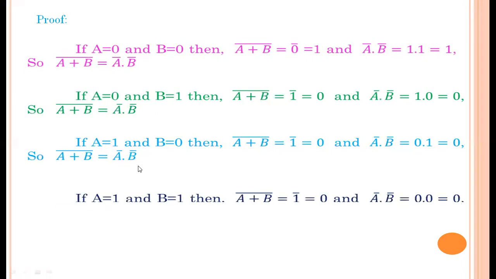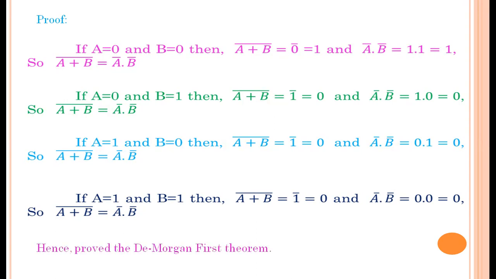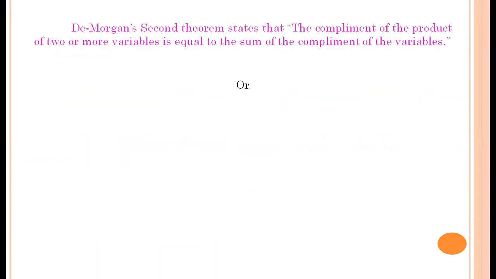Similarly, if A is equal to 1 and B is equal to 1, then also A plus B bar is 0, and A inverter into B inverter is 0. That is, A plus B bar is equal to A bar into B bar. So from this analysis, De Morgan's first theorem is verified. That is, A plus B bar is equal to A bar into B bar. So thank you very much.